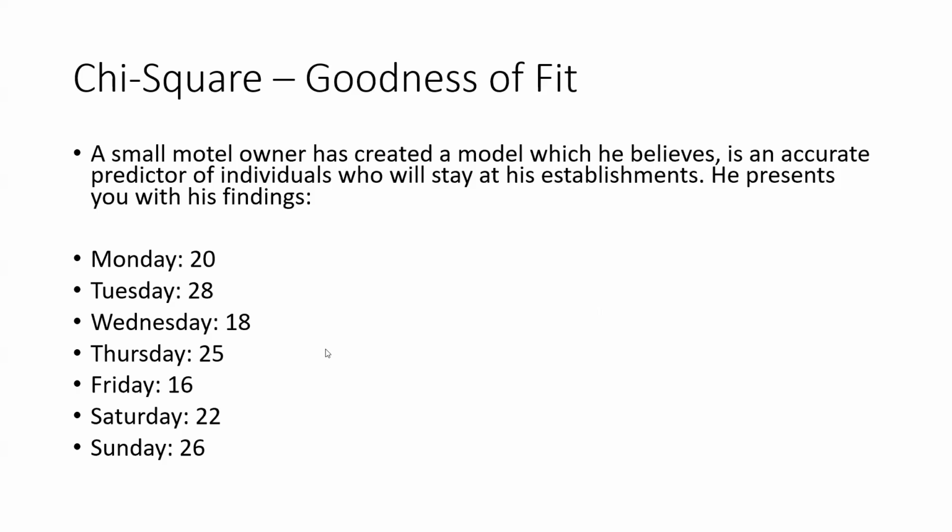But in this instance, the owner instead collected the number of stays in the motel. He's not going by percentage. He's actually going by the number of individuals he observed. So he observed 20 on a Monday, 28 on a Tuesday, 18 on a Wednesday, and so forth. He says, I believe that this model, which I created, is a good indicator of what I should expect to observe in the future. So again, these don't sum to 100%. These are just the observations.